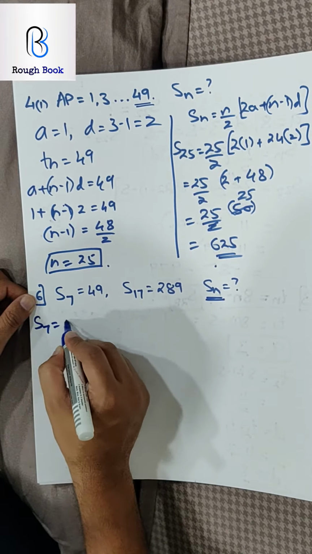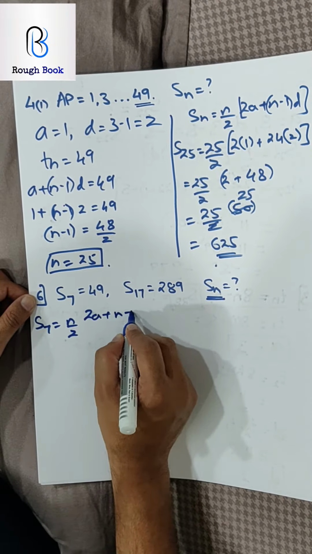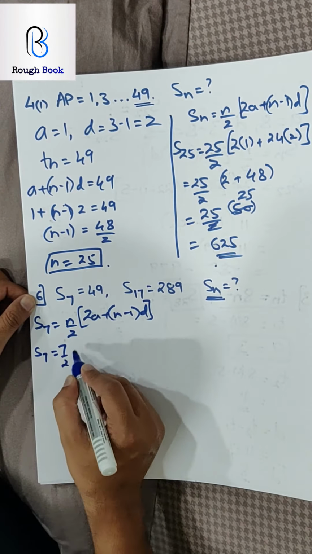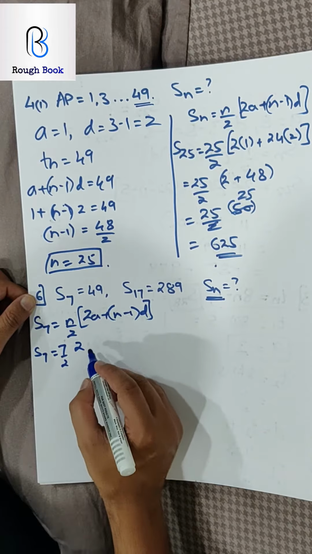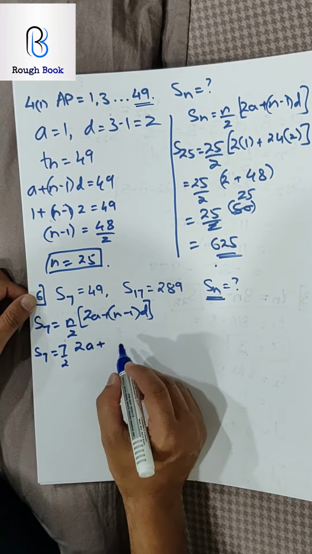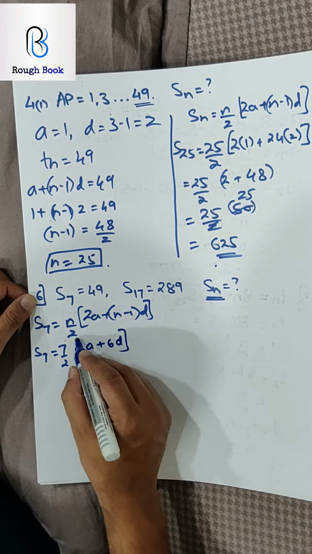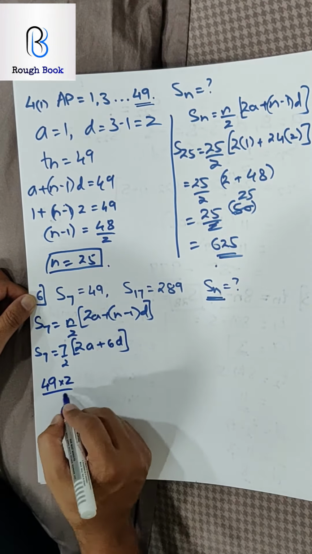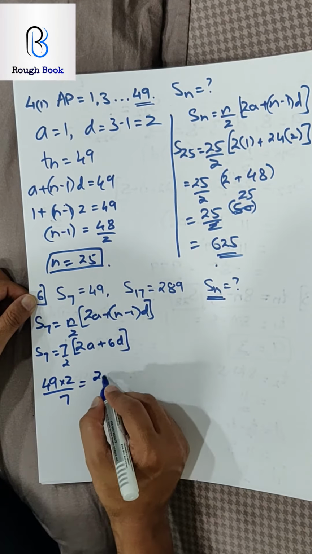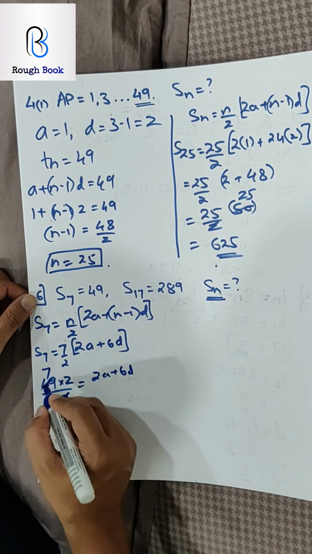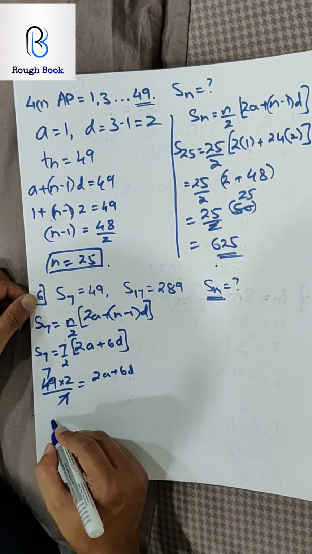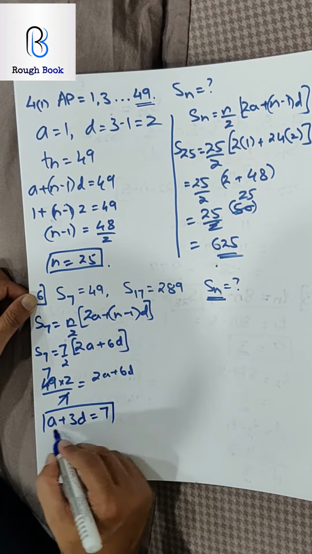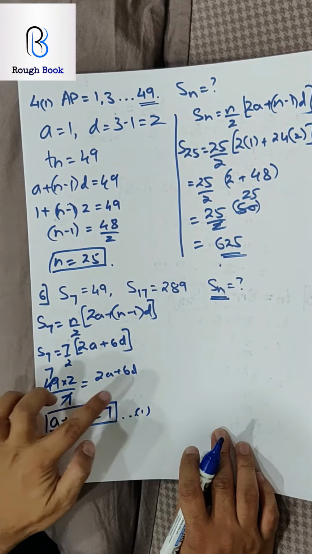S7 is N by 2, 2A plus (N minus 1) into D. So S7 is 7 by 2, 2 into A is 2A, A is not known, N minus 1 will be 7 minus 1, 6D. S7 is 49. So 49 into 2 by 7, sending this on the other side, 2A plus 6D. So 14, dividing by 2, I will get A plus 3D equals 7. I divided each term by 2.